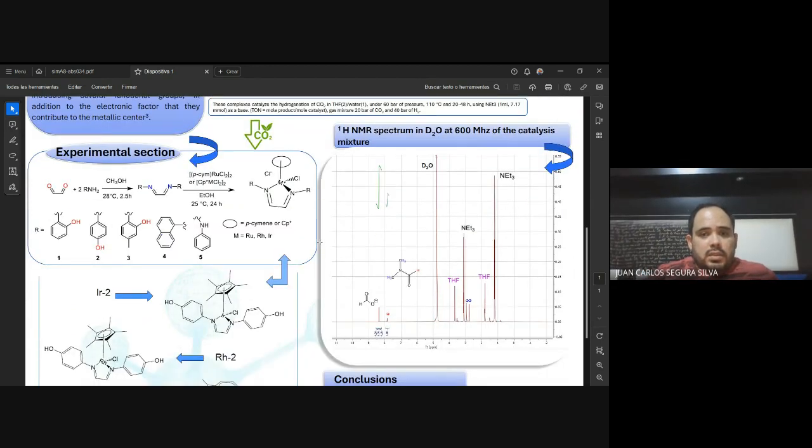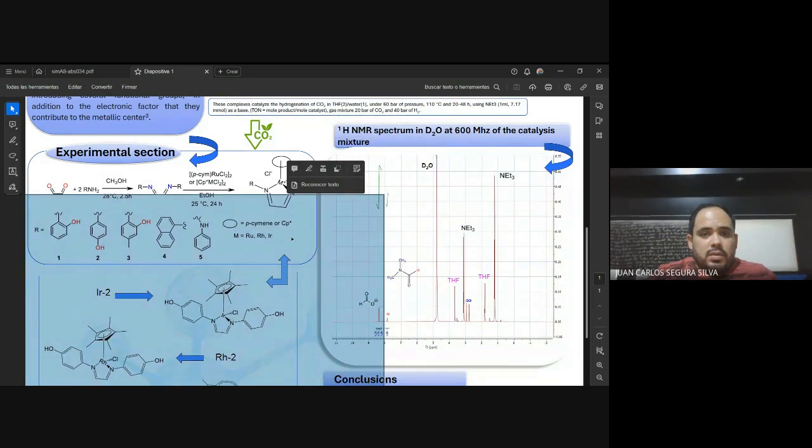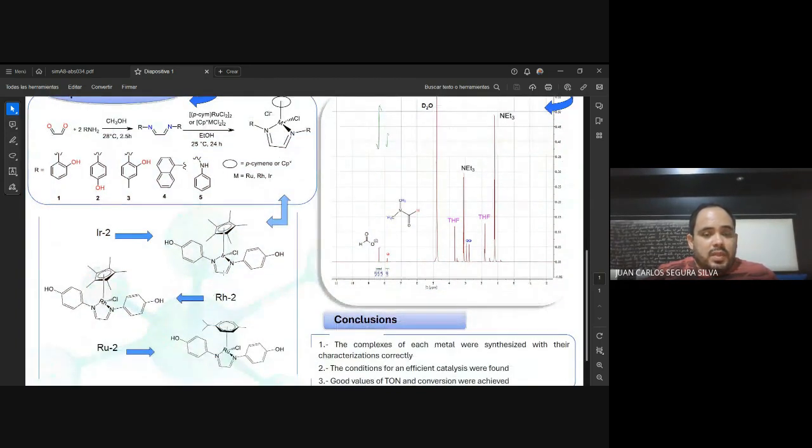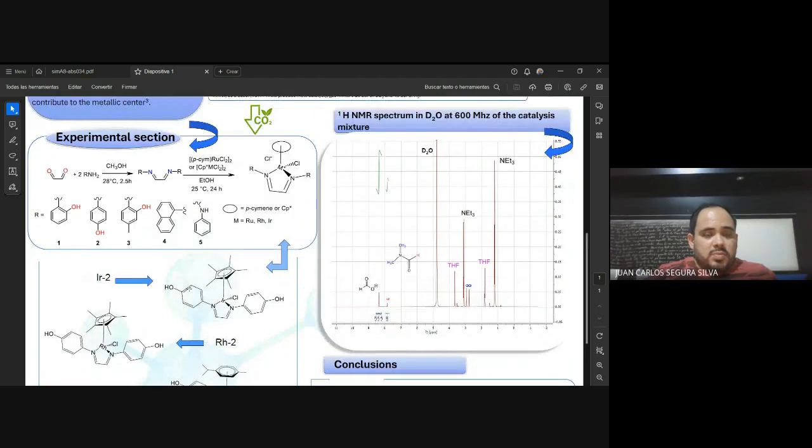In this section, for example, we mention iridium 2, ruthenium 2, and rhodium 2. This is a specific reaction for this different occasion. It is worth mentioning that we use the three metals reported in the literature as having high catalytic activity: ruthenium, rhodium, and iridium.